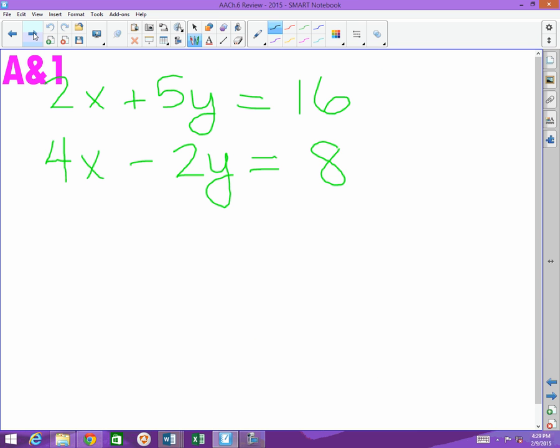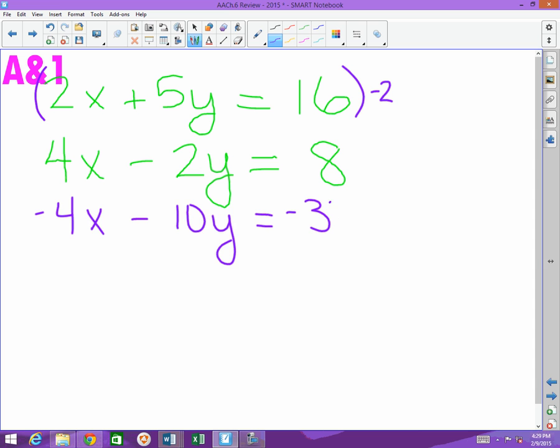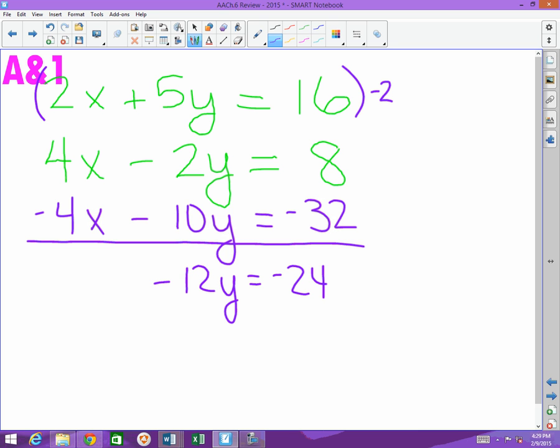So solving a system of equations. Here we have two equations with two unknowns. You can solve this by substitution or elimination, and so we're going to multiply that one by a -2 and use the elimination method. And when you multiply by a -2, you would get -4x minus 10y equals -32. And then adding these together, that's 0, -12y equals -24. Divide by -12, and y is equal to 2.